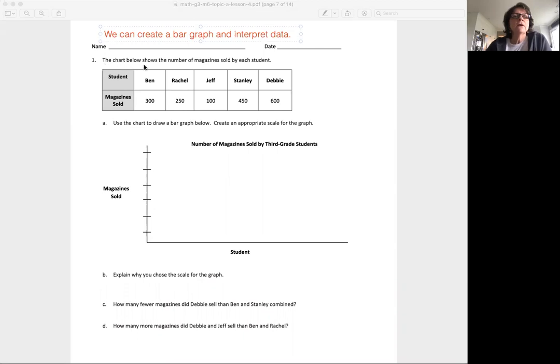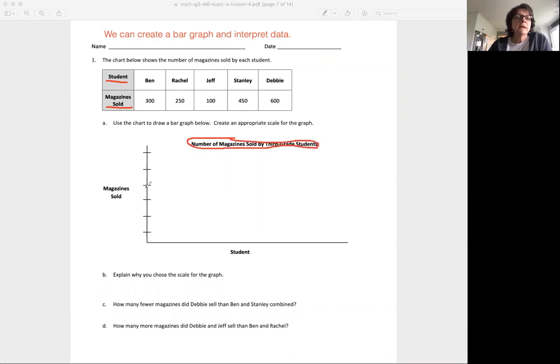The chart below shows the number of magazines sold by each student. When I look at this, I see the student names here, and I see the number of magazines sold, a lot of magazines: 300, 250, 100, 450, and 600. The directions say use the chart to draw a bar graph below, create an appropriate scale for the graph. I see my title here, number of magazines sold by third grade students.